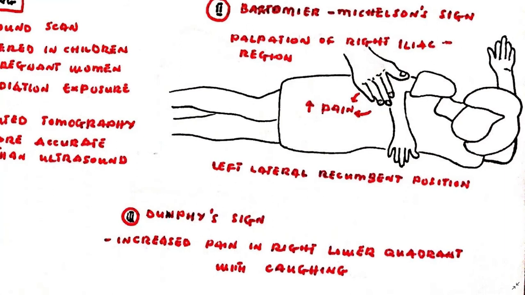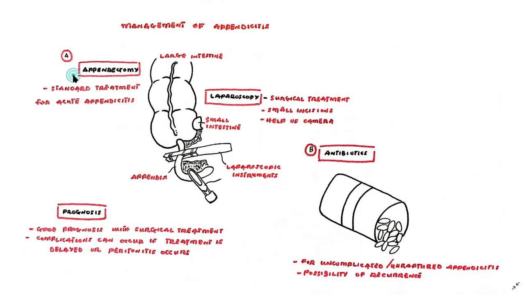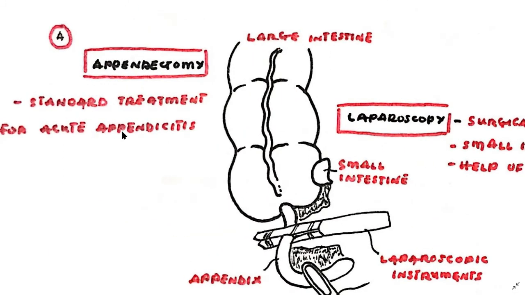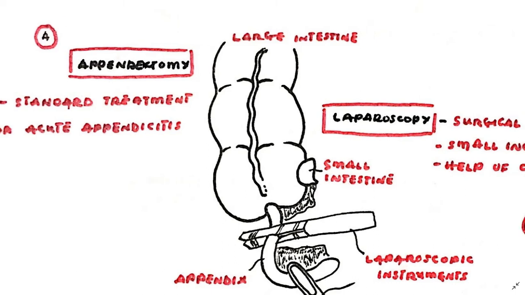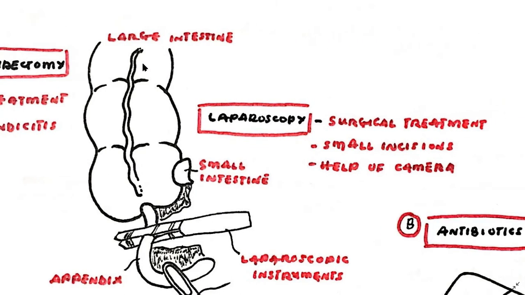In Dunphy sign, there is pain in the right lower quadrant with coughing. The standard treatment for acute appendicitis is surgical removal of the appendix. This may be done by an open incision in the abdomen, also known as a laparotomy, or it could be done through a few smaller incisions with the help of cameras, which is also known as laparoscopy.